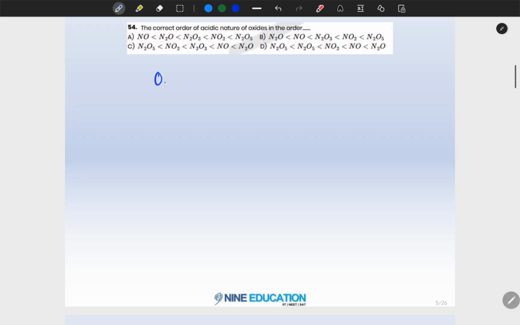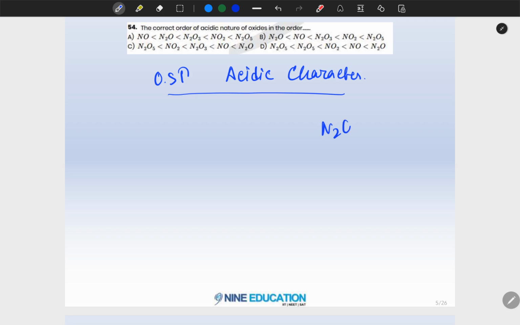So we know higher the value of oxidation state, higher is the acidic character. There are 5 oxides of nitrogen which are provided over here. In N2O5, what is the oxidation state? +5. In NO2, what is the oxidation state of nitrogen? +4. In N2O3, what is the value of oxidation state? +3. In NO, +2. And in N2O, nitrogen is present in +1 oxidation state.